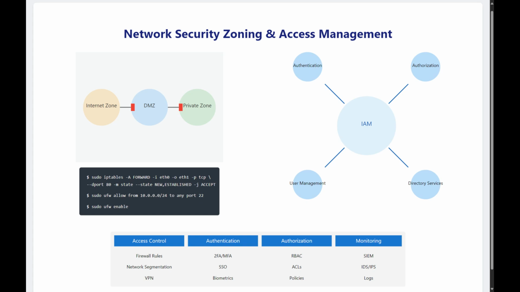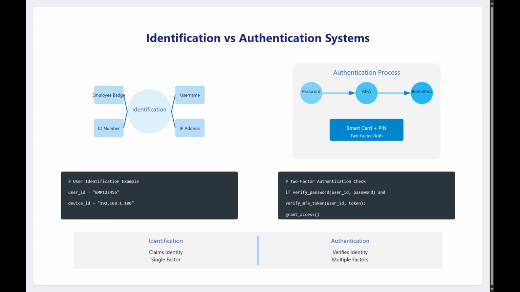To illustrate the concept of identification, consider a security badge system. While a badge provides initial identification, it's important to note that possession of identification credentials alone doesn't constitute proof of identity. This distinction highlights the need for multiple security layers in access management systems. Let's explore the critical distinction between identification and authentication in security systems, particularly focusing on their practical implementations.